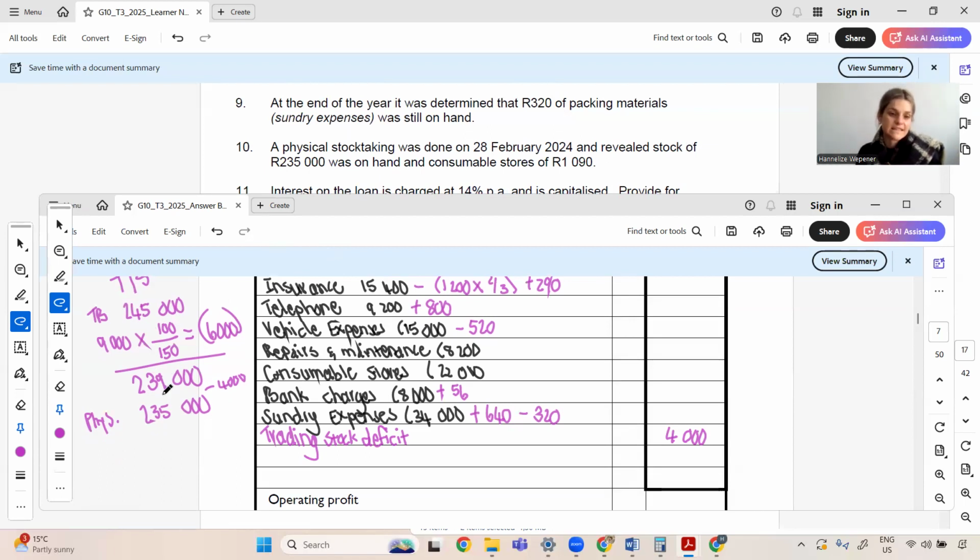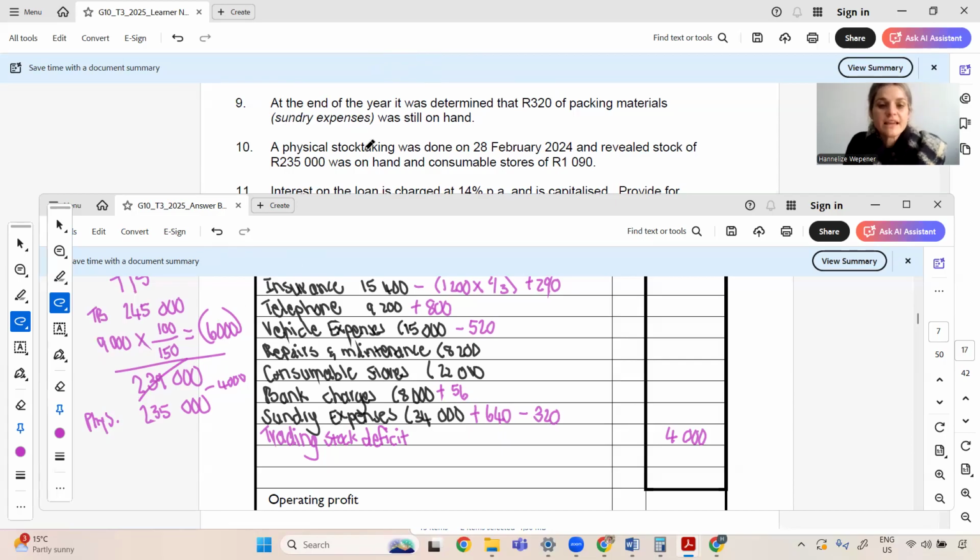So it's only that movement to get from what I currently have in my trial balance to what it physically is, because I need to show accurate figures, and the accurate figure is what I can account for. The 235,000 Rand for your stock. This is the amount that you will now see in your inventories note in your SFP once you start doing that. So this now falls away completely.